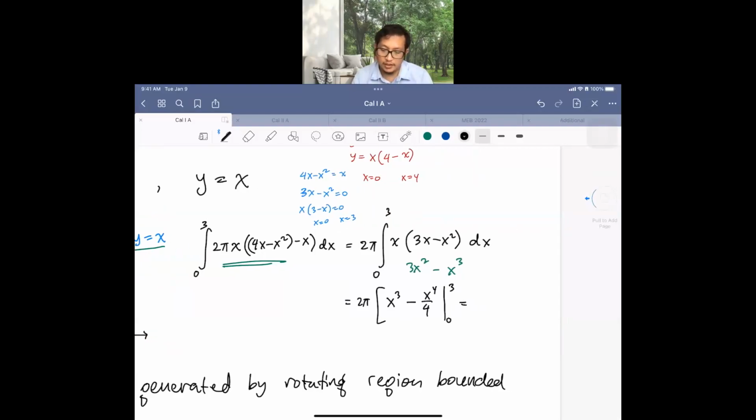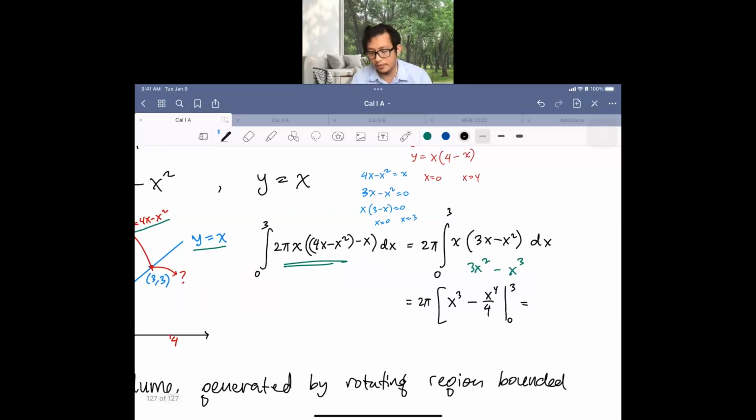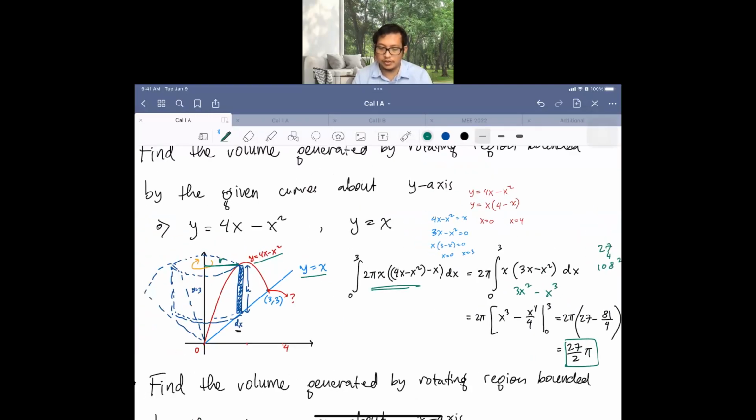We could calculate this cube and power of 4. So 2 pi, this will be 27 minus 81 over 4. Okay, then 27 and 4 is what? So 108. So this will be 27 over 4, and multiplied by 2, it should be 27 over 2. Okay. So this will be the answer for the volume.